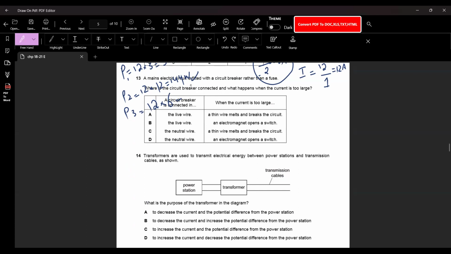The main electric circuit is fitted with a circuit breaker rather than a fuse. Where is the circuit breaker connected? Without the question, where are circuit breakers connected?